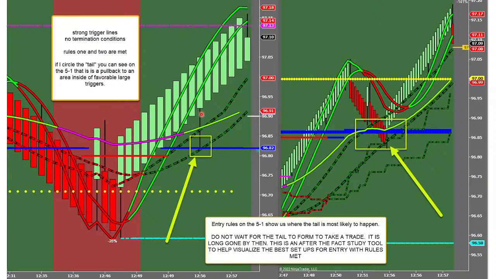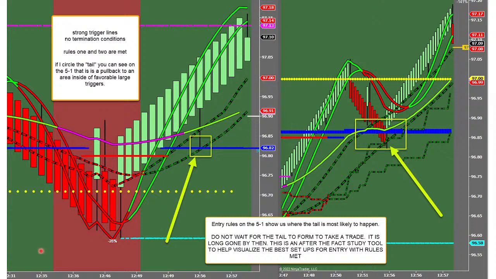You're going to be focused on the process because the process has been proven through your study to win more than it loses. So when you have momentum on the large chart, when you have a clear path or the potential to break on a large chart, go back historically, circle a tail. And if that tail lines up with an area inside of triggers, guys, this is your look.